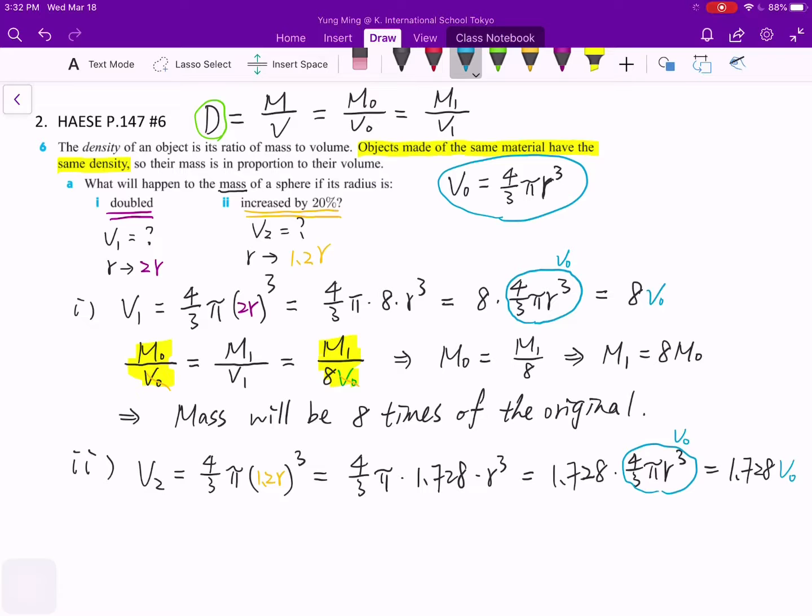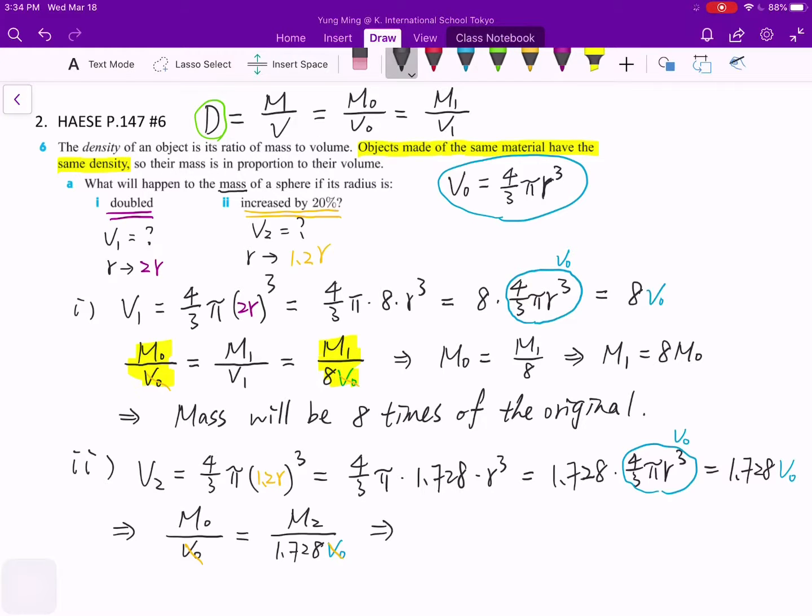So once you increase your radius by 20%, your volume is going to increase by 72.8%, if you put it that way. If your volume increases 72.8%, that means your mass also has to increase by 72.8%, because we need to have M0 over V0 equals M2 over V2. Remember, the density always needs to be exactly the same. But then your V2 can be replaced by 1.728 V0. That basically means the same thing. We can cancel out V0.